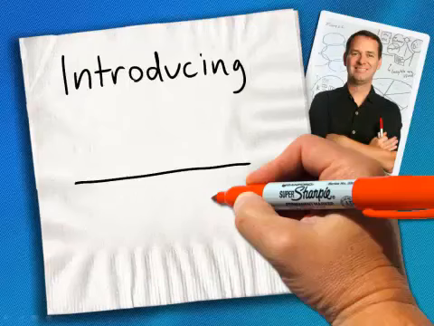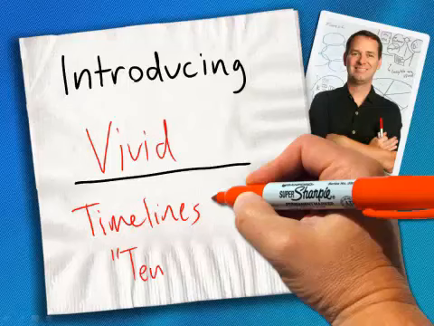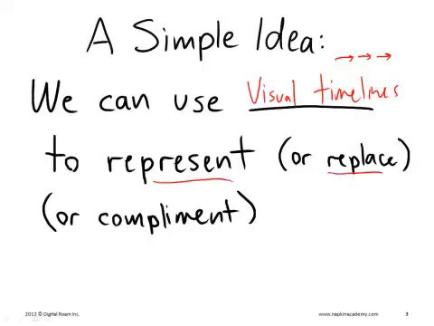And today we're going to be introducing vivid timelines. We're going to be talking a lot about the word tense. So the simple idea is we can use visual timelines, simple little drawings that show the sequence of events, to represent or replace or complement tense.